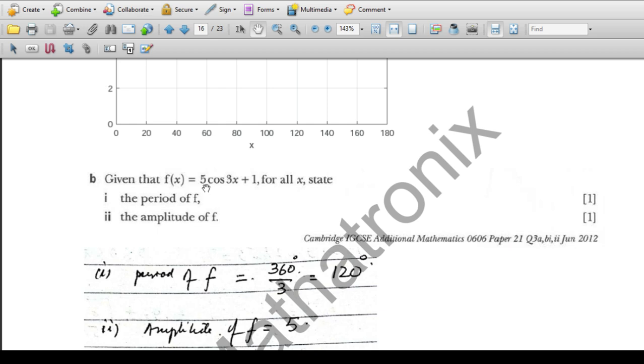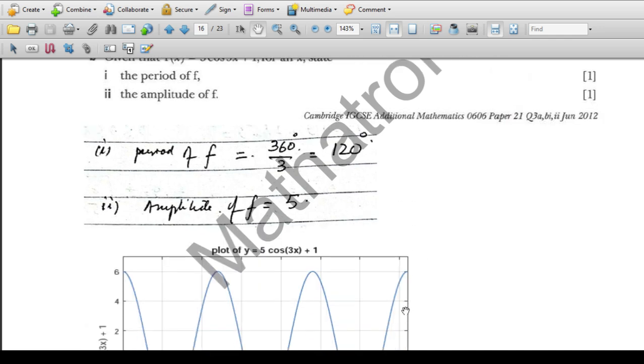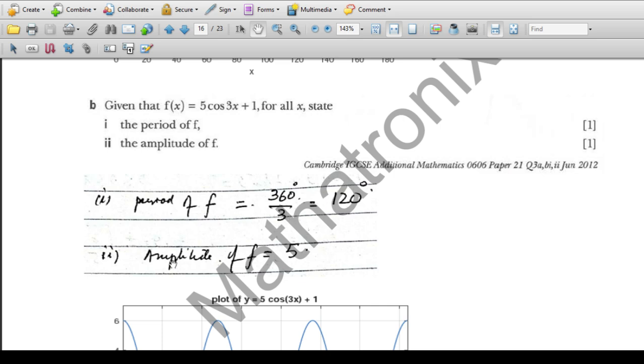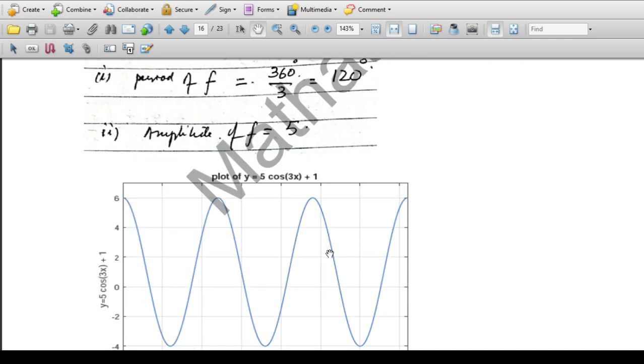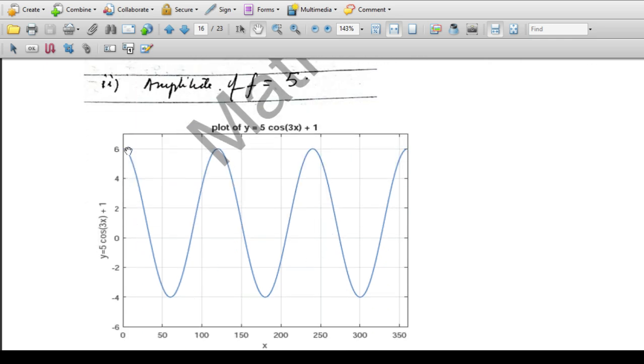And this is the magnitude. Amplitude is 5. And the intercept is 1. So we have plotted this 5 cos 3x plus 1, and we can see that from here to here one period is completed, and it is at 120 degrees.